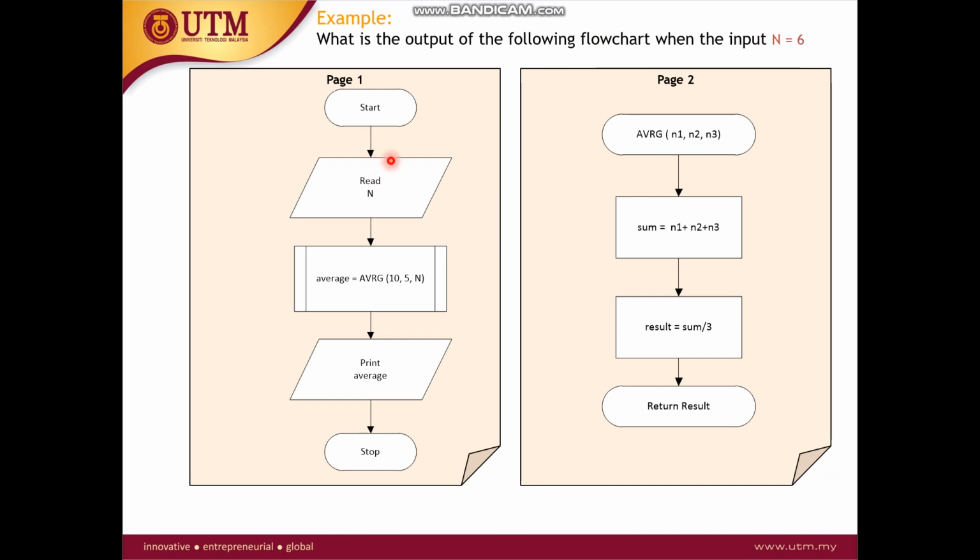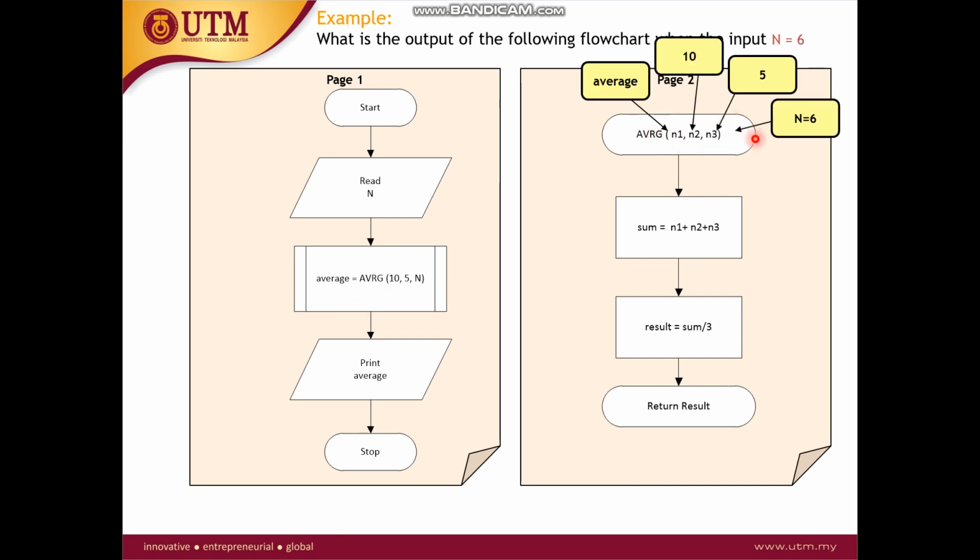In this example, it asks us to find what the output is going to be if n is 6. So the user enters 6, and it calls this function to be applied on those parameters. 10 is going to be n1, 5 n2, n n3, and it goes to calculate the average of them, and we are going to print the average, and then the program goes to the stop. Okay, it works in this way, and then those are going to be replaced, and it calculates the result.